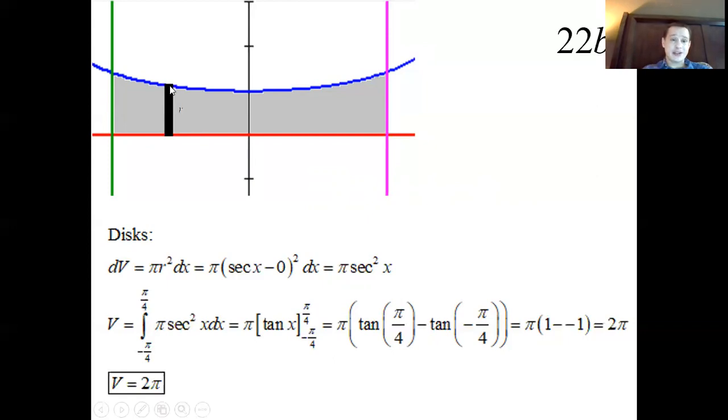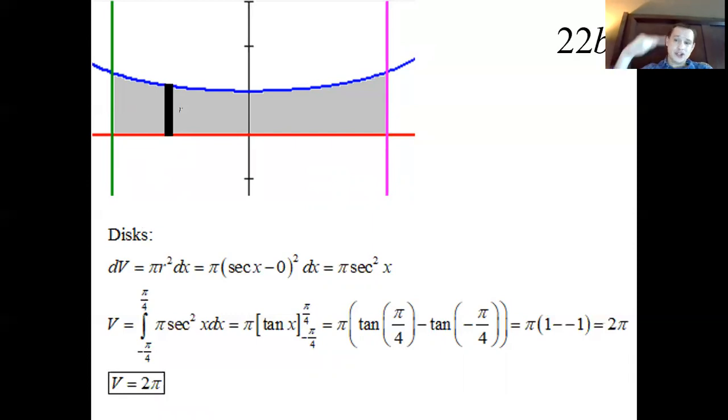So what am I going to do? I'm going to take this little strip right here. This is the height. It's the y value on the top minus the y value on the bottom. The y value on the top is secant. The y value on the bottom is 0. So secant minus 0 is just secant. That's the height of this strip, and it represents the radius because you're spinning it around the x-axis here. So the radius is from the x-axis up to the function, which is the height of the strip.